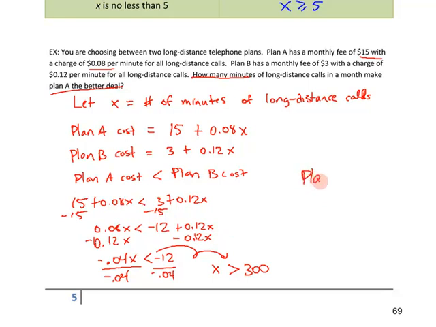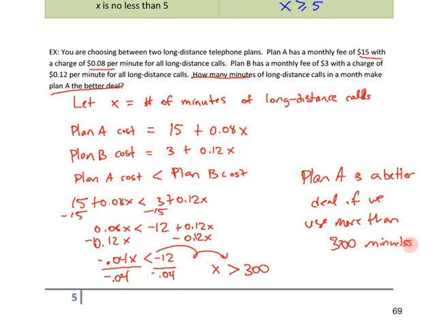So Plan A is a better deal if we use more than 300 minutes. And that would be the answer to that. And that's it. That's the end of section 4.1.